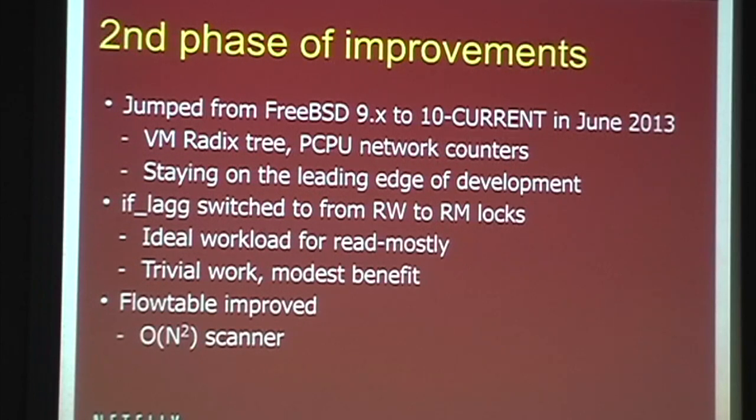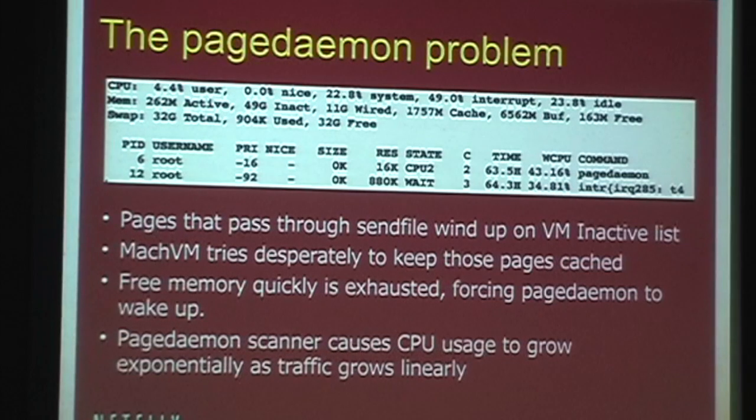Once again, we used dtrace and used HWPMC to look into it, and we discovered that the flow table scanner, the flow table cleaner, was using an O(n squared) algorithm for doing its cleaning. And we fixed that very, very trivially. Suddenly we got another 5 or 10% performance out of the system just by fixing that. And all these changes that we've made, we've contributed back up to FreeBSD up to this point. So the next big thing that we had to look at was the page daemon.